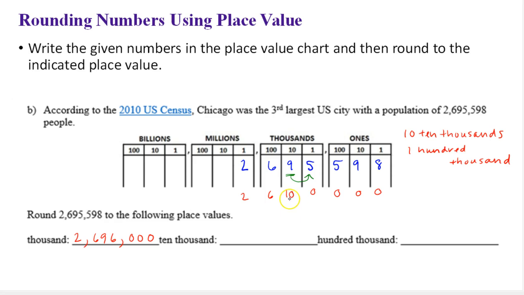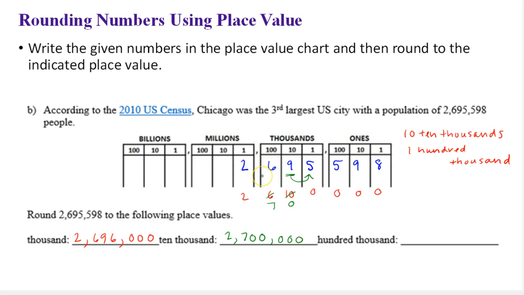So we're not going to put a 10 here. Instead, we're going to add 1 to the next place value, replace this with 0, and change this to a 7. So rounding to the nearest 10,000 is 2,700,000. Okay.